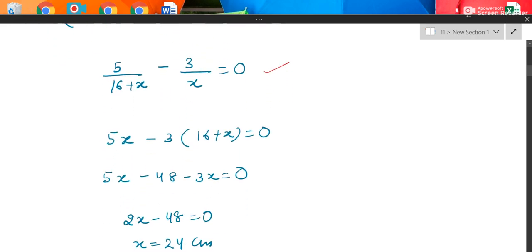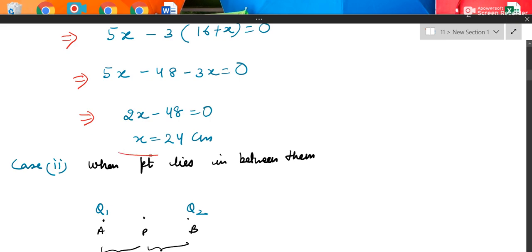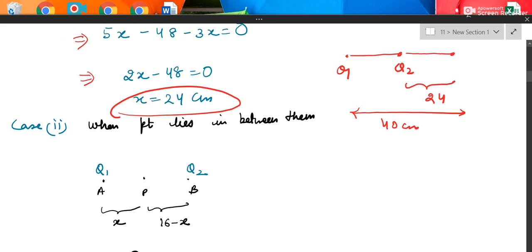Now you can take LCM. LCM also will go that side, it will be 0, but 16 plus X will be multiplied with this and X will be multiplied with this. You can do general mathematics and you can find out X in the first case. So when the point is lying outside, potential is 0 here. Okay, this was charge 1, this was charge 2, and potential is 0 here. How much? 24 centimeter from this, and 24 plus 16, that is 40 centimeter from this.